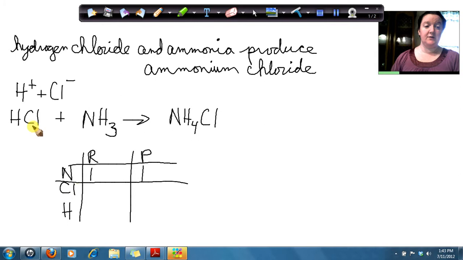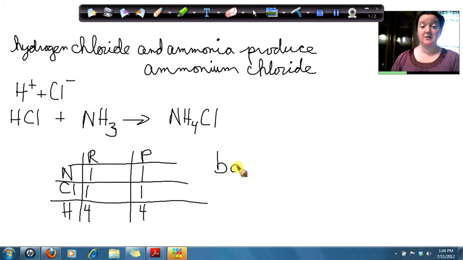For chlorine, we have 1 chlorine on the reactant side, and we have 1 chlorine on the product side. If we look at the hydrogen, we have 1 hydrogen here, and we have 3 hydrogen here, so that's 4, and then we have 4 hydrogens on that side. So 4 hydrogens on both sides. So this chemical equation is actually balanced without changing any of the coefficients, as long as you have the correct chemical formulas. So let's look at example number 8.